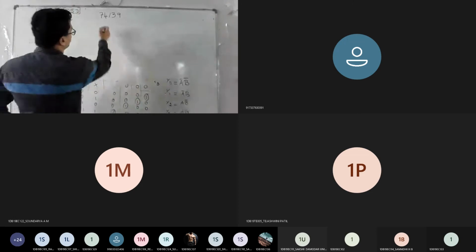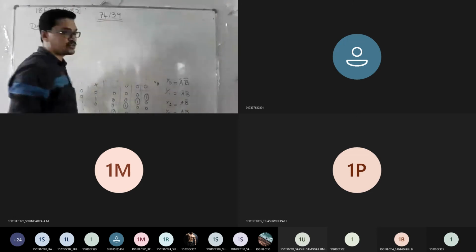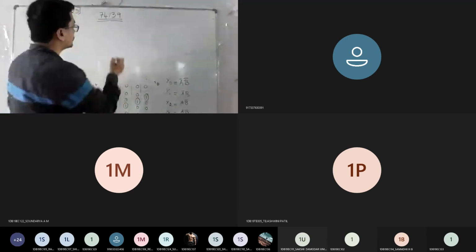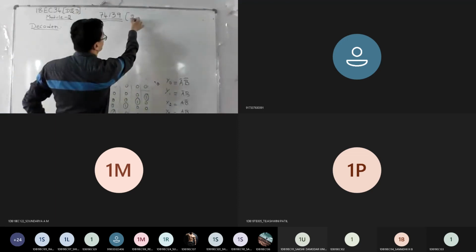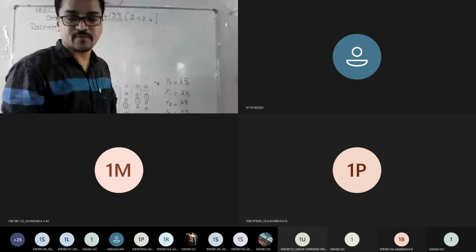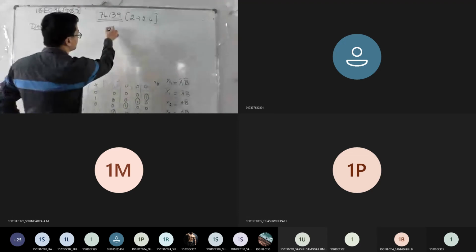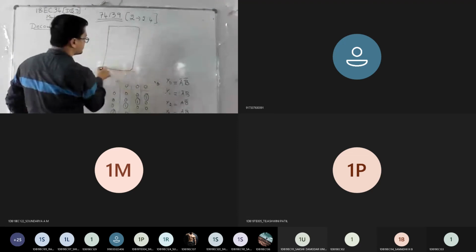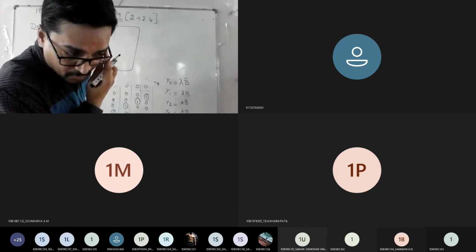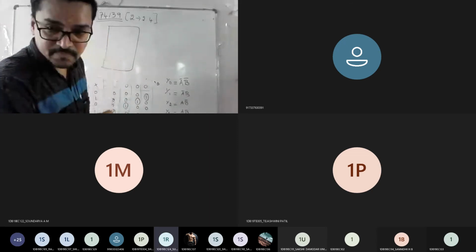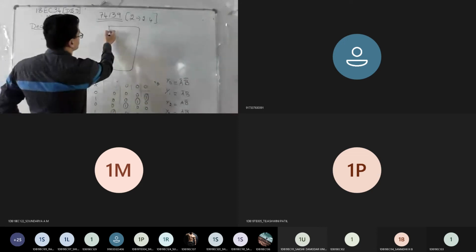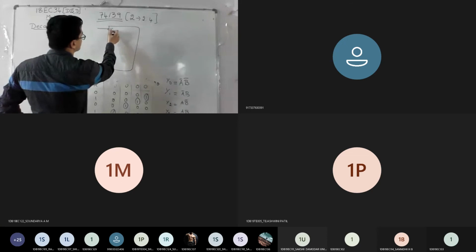So we discussed 74139. Let me revise once more. I told 74139 is a 2 to 4 decoder. So how to write the 2 to 4 decoder IC I told. Just make an IC. In this IC, if I say 2 to 4 decoder, how many inputs should you have? 2 inputs, along with 1 enable pin. Correct now? I think we did enable like this.